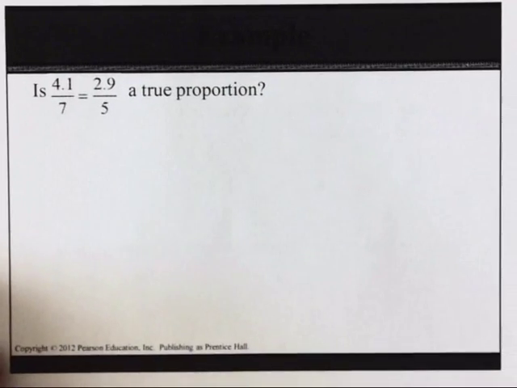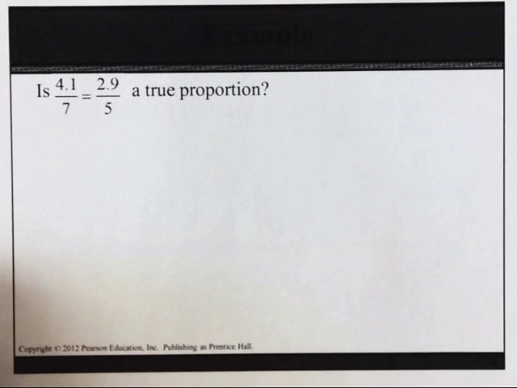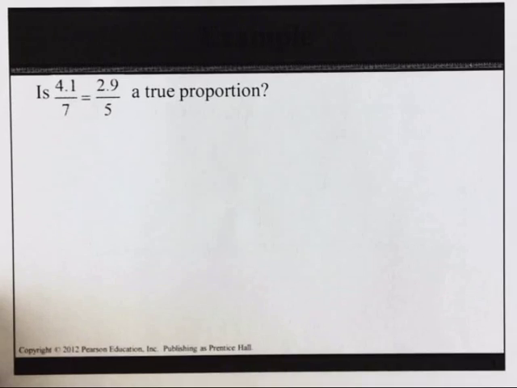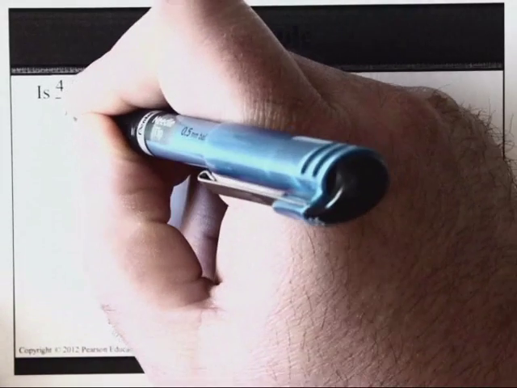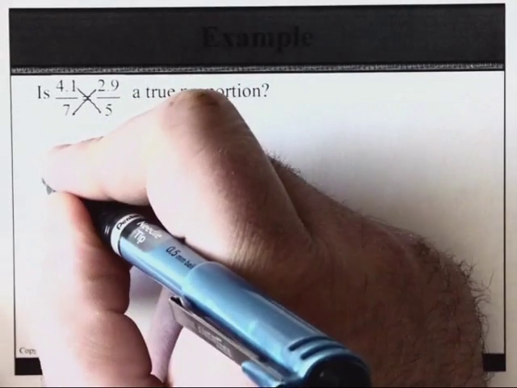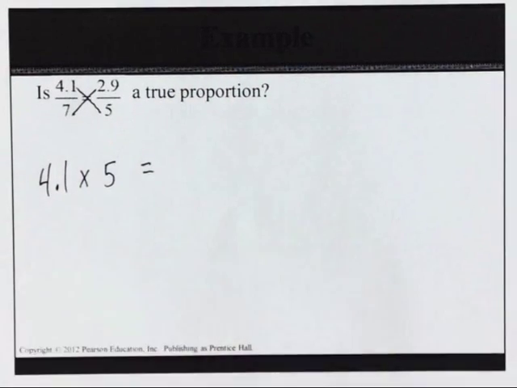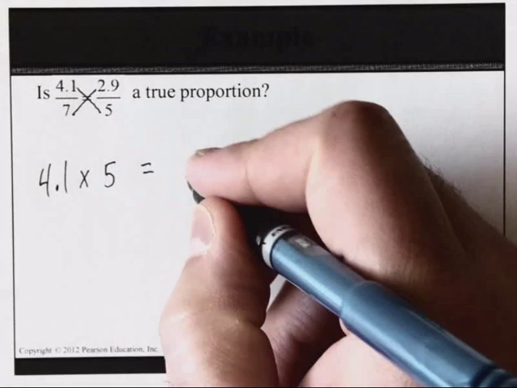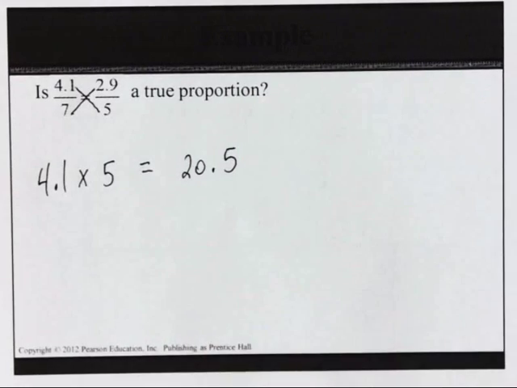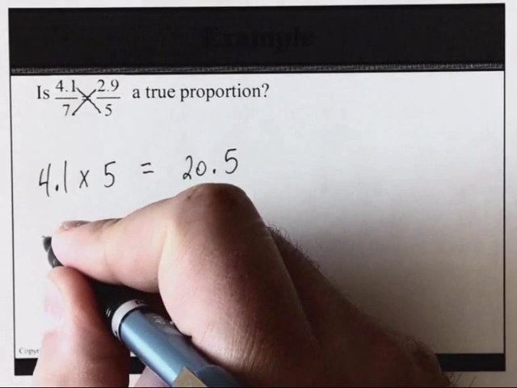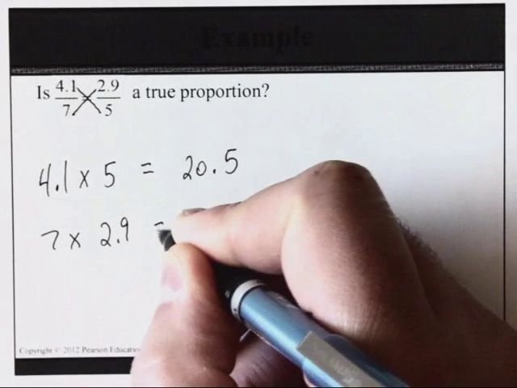Alright, so here's an example of determining whether a proportion is true or not. Is 4.1 over 7 equal to 2.9 over 5? So find the cross products. One cross product is 4.1 times 5, and when we multiply those two numbers together, we get 20.5. And then the other cross product is 7 times 2.9.